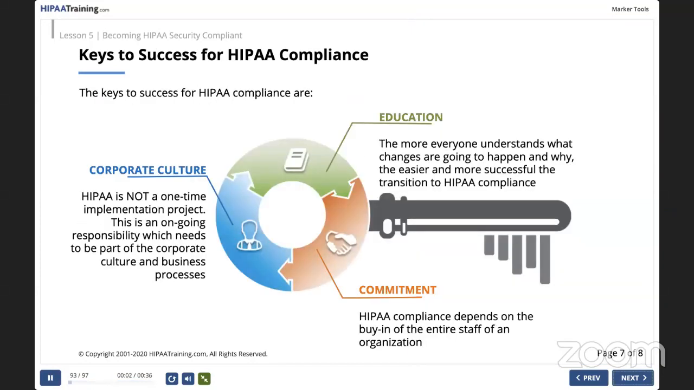Keys to success for HIPAA compliance. The keys to success for HIPAA compliance are corporate culture. HIPAA is not a one-time implementation project. This is an ongoing responsibility which needs to be part of the corporate culture and business processes. Education. The more everyone understands what changes are going to happen and why, the easier and more successful the transition to HIPAA compliance. Commitment. HIPAA compliance depends on the buy-in of the entire staff of an organization.